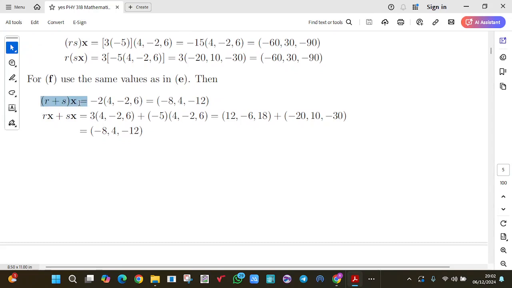The last one: use the same values in E and prove the last one. The last one says that R plus S times the vector is equal to Rx plus Sx. Is it the same? The answer is correct. If you add the two together, 3 and minus 5 will give you minus 2, and then X was what? This will give you minus 8.